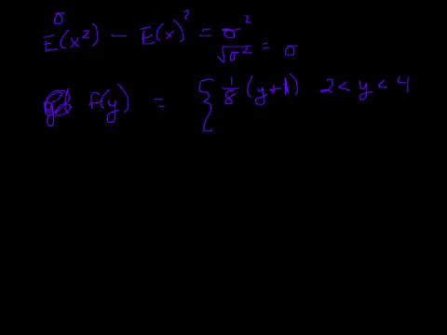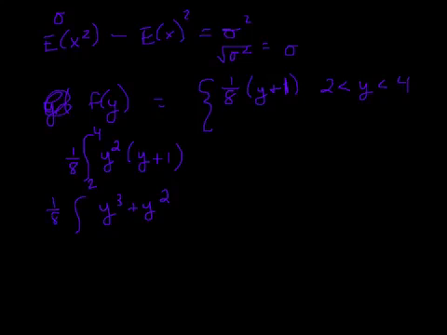Okay, so let's get cracking. I'm going to do it in order. So I'm going to do the expected value of y squared first. I'm going to go ahead and take the 1/8 out. There's my little integrand. I'm going from 2 to 4 because those are our boundaries. And this one, I'm going to do the first one, y squared times (y plus 1). So that gives me y cubed plus y squared, which is y to the 4th over 4 plus y cubed over 3. And then I have to multiply both of those times 1/8. So I get y to the 4th over 32 plus y cubed over 24.